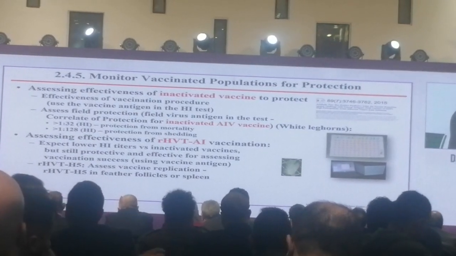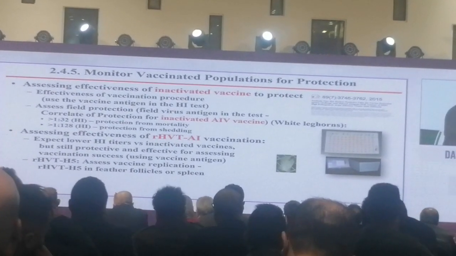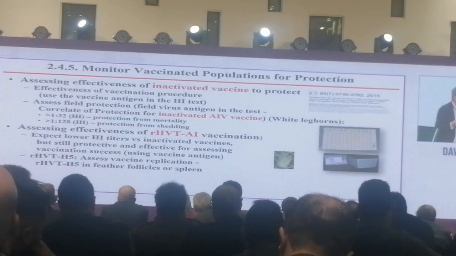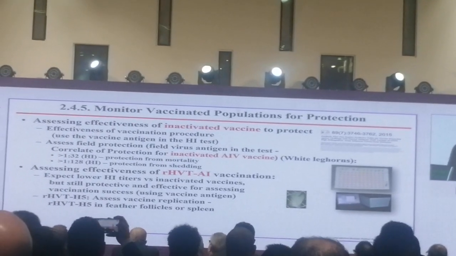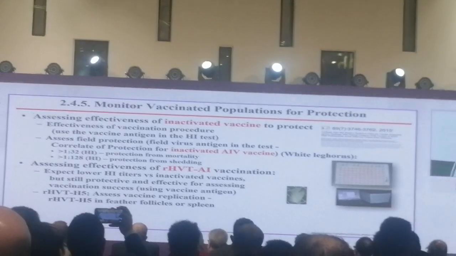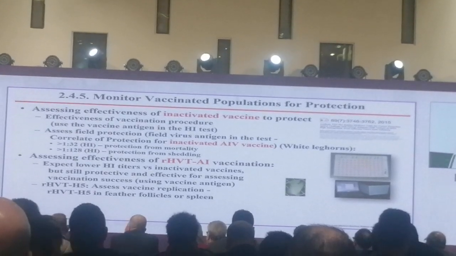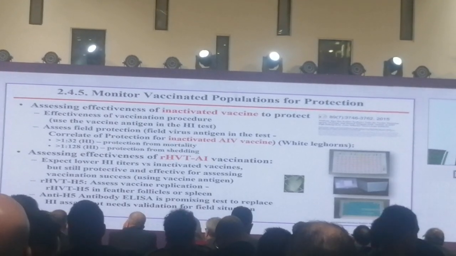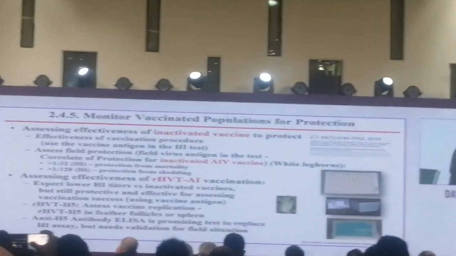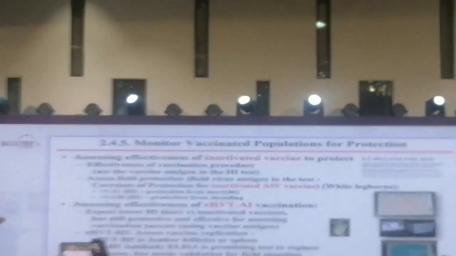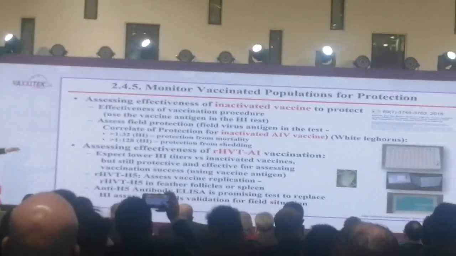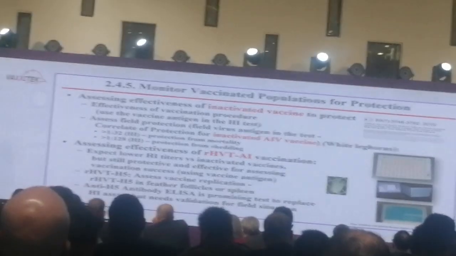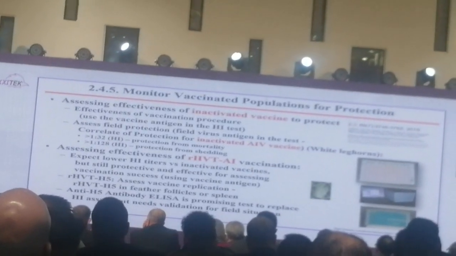You can really assess the vaccine replication in the birds, either by looking for the vector and its insert in feather follicles or in the spleen to tell you, hey, the HVT replicated, expressed its antigen, and therefore the immune system is responding to it. Or you can actually use the new H5 ELISA test to help you assess the antibody production in the field. And there is some additional field validation that's ongoing and needs to be done for that.